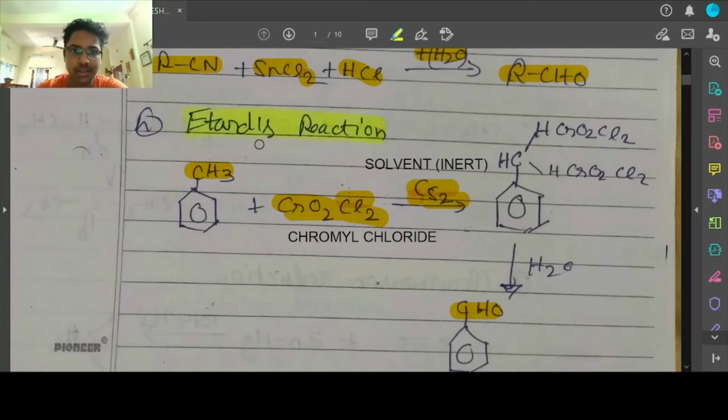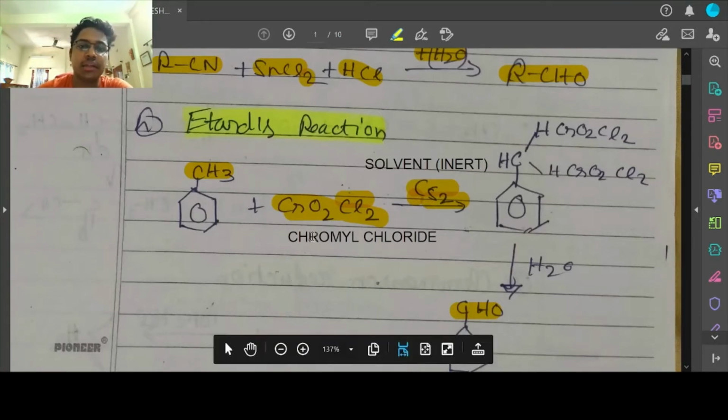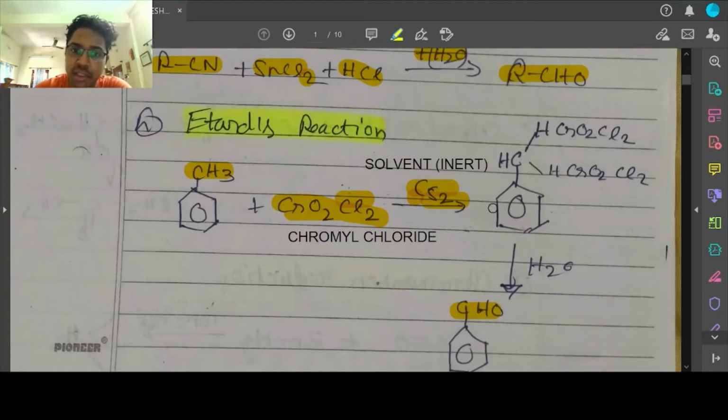If someone doesn't mention the term, Etard's reaction, I'll get to understand by seeing this reagent and this solvent that it's the Etard reaction. So memorize the solvent. The solvent is an inert solvent, carbon disulfide, and the reagent is chromyl chloride, CrO2Cl2.